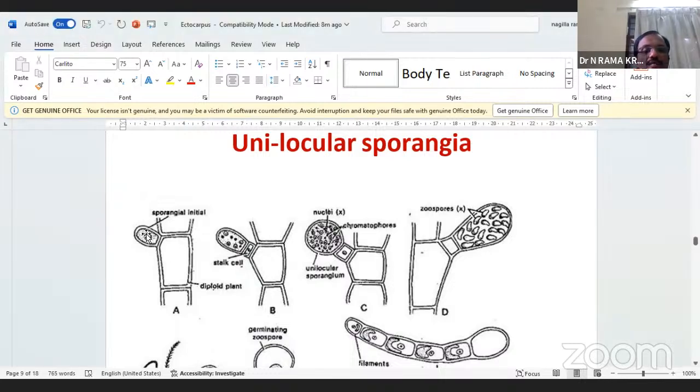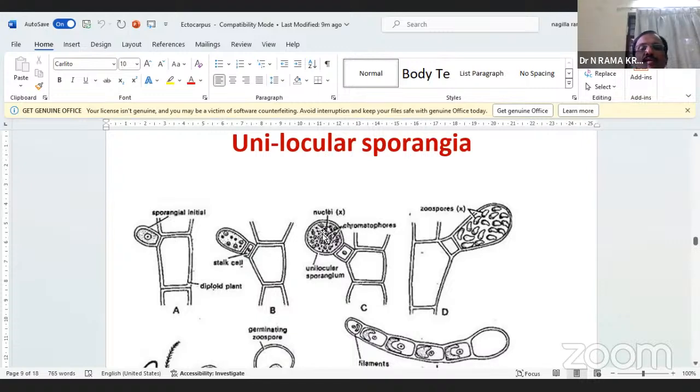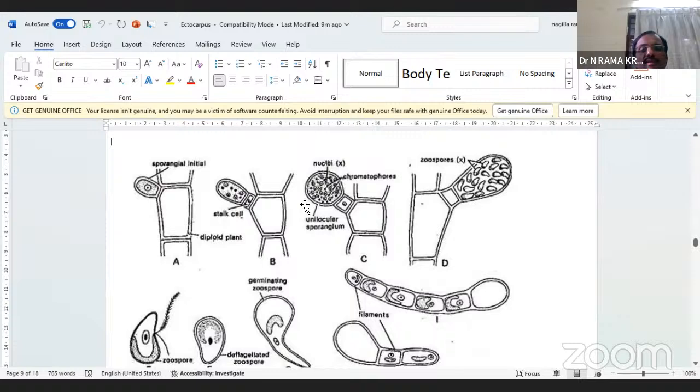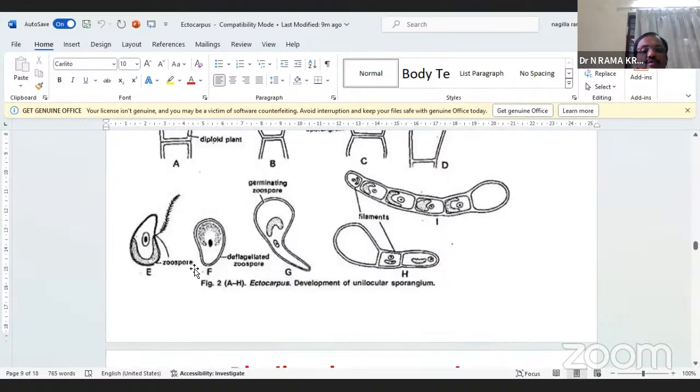Now for this unilocular sporangium, it's a diploid plant, so it undergoes meiotic division. You see how much meiotic division goes on, that much development we are looking at. After this, the zoospores come outside from the sporangium area. When they come outside from here to here, we call them swarm spores. When it comes outside in this area, it takes food material by hygroscopic methods. So a little bit of development we are looking at here.